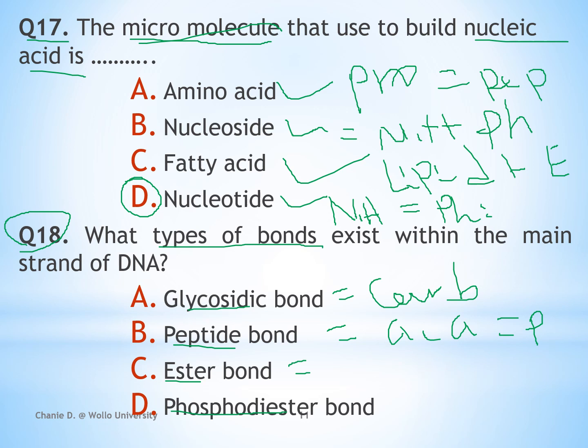Ester bond is found between the fatty acid to form lipid. So ester bond is found in lipid. Phosphodiester bond is found between nucleotides to form the nucleic acid. So the covalent bond found in nucleic acid is phosphodiester bond. So the correct answer for question 18 is D.